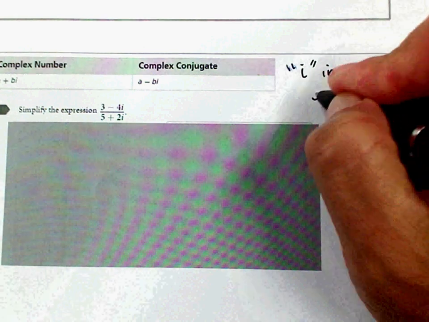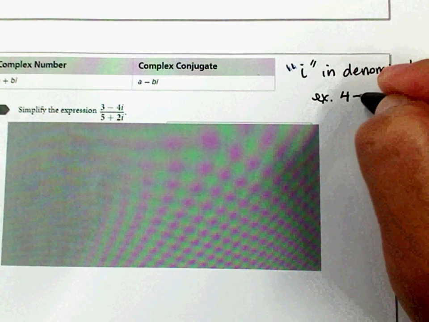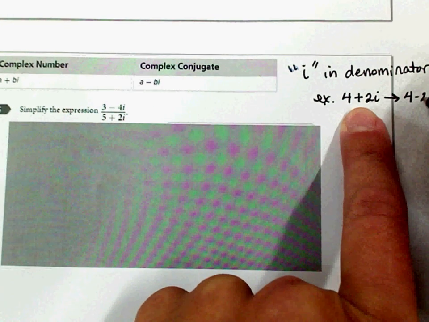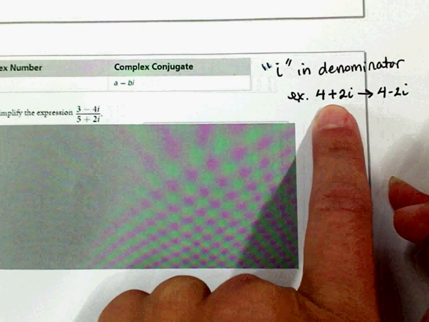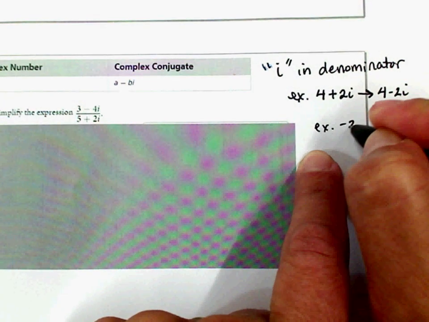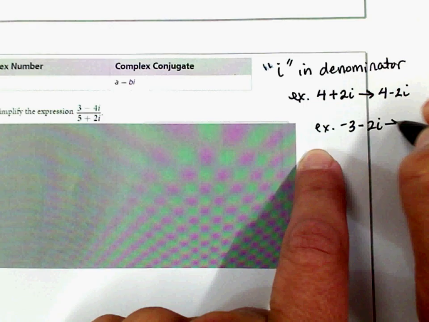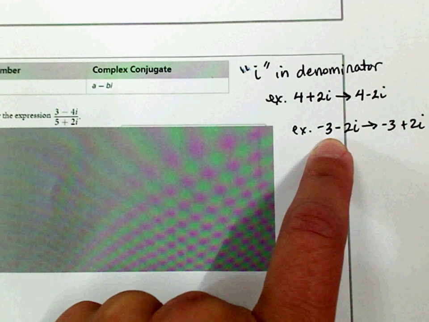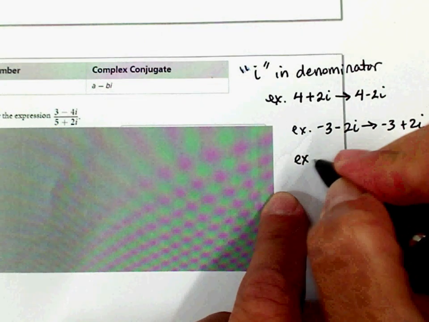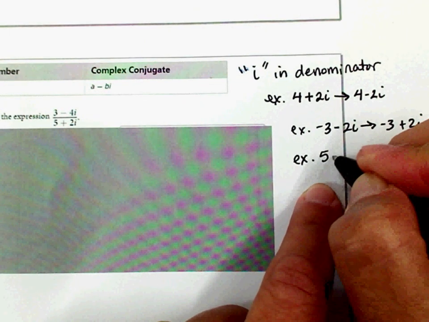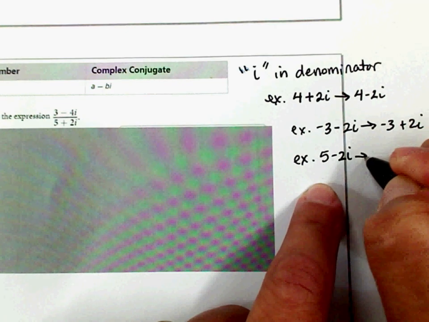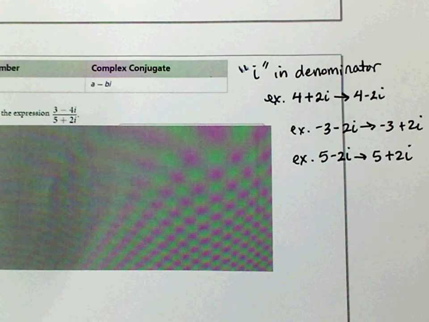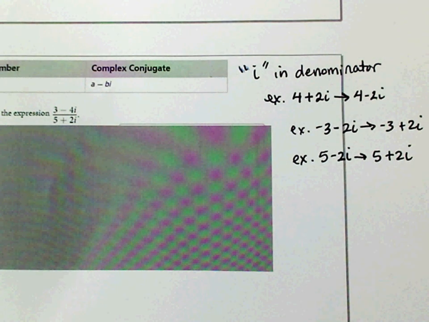So here's an example of a conjugate. If you have 4 plus 2i, the conjugate of 4 plus 2i will be 4 minus 2i. Okay? Another example. What if I have negative 3 minus 2i? The conjugate of negative 3 minus 2i would be negative 3 plus 2i. See a pattern taking place? Another example, what if you have 5 minus 2i? The conjugate of that one would be 5 plus 2i. And I'll show you guys why this works.